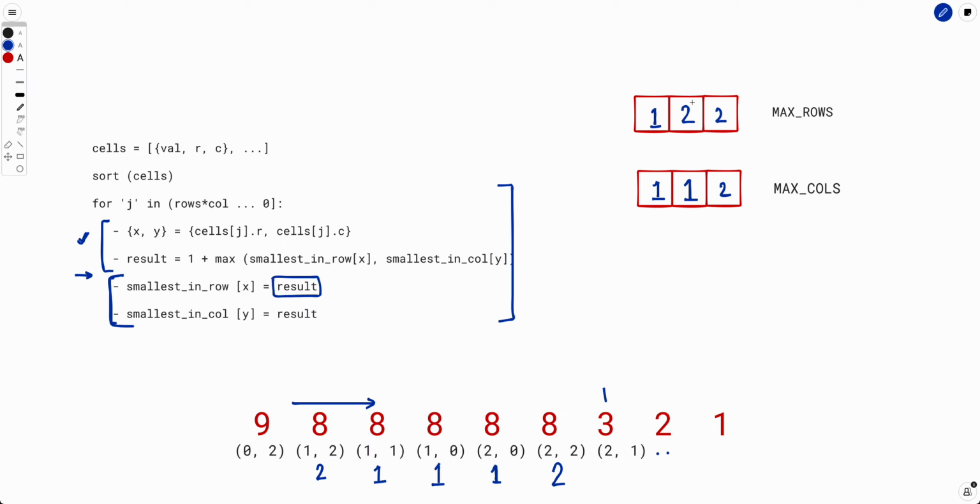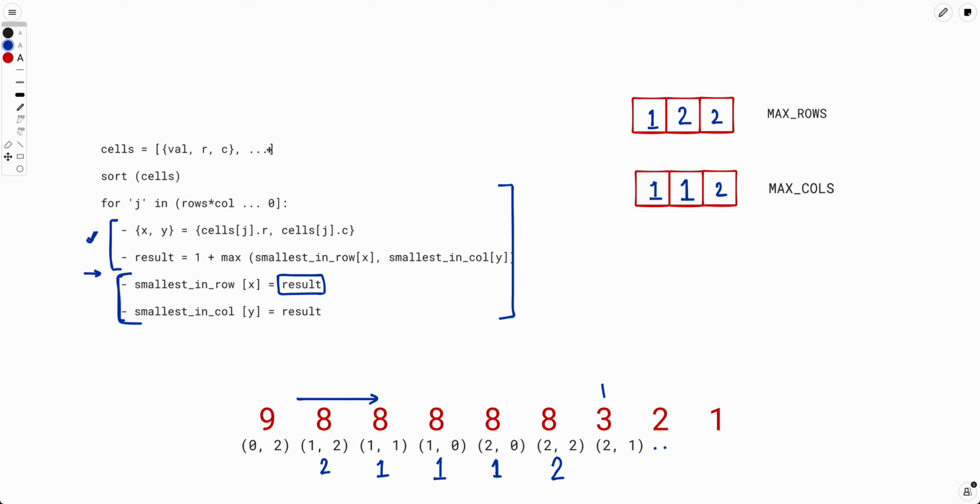As we have seen here, we want to update 1 to 1, but the 1 already had value 2, so the value may not be the greatest one. So this equals to result is something you have to replace with max of smallest in row comma result, right? So that's the entire algorithm. The complexity is still order n cross m into log n cross m, and you can simply try to code this entire thing by yourself.